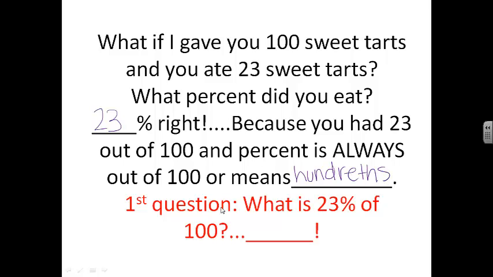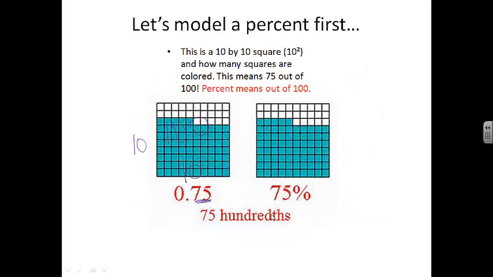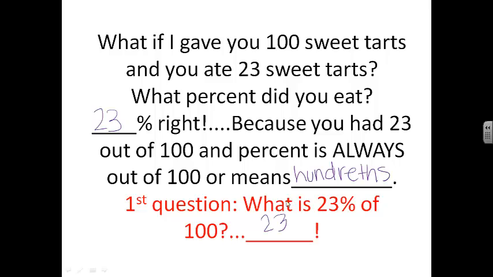First question. This is kind of what we're going to be going off tonight. What is 23% of 100? How many would you shade in a 10 by 10 square model? How many do you think you would shade? Very good. You would shade 23. Because before, we shaded 75 because it was 75% out of 100. So we would shade 23 if it was 23% of 100.